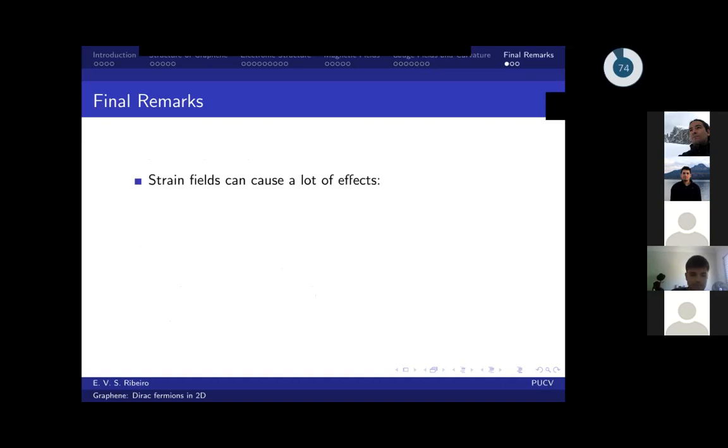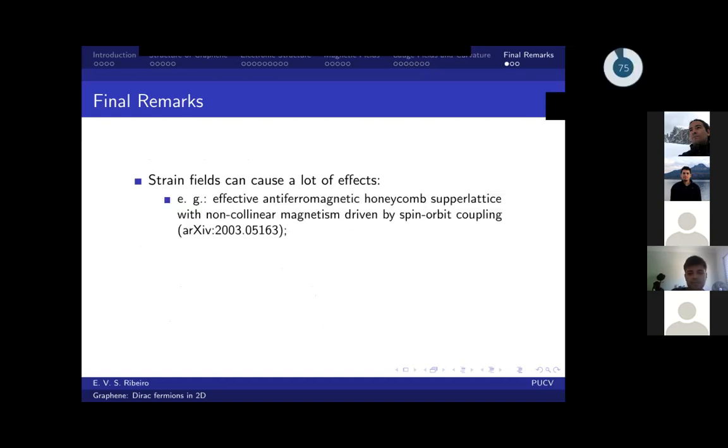Indeed, an interesting thing, as I said, strain fields can cause a lot of effects. In the paper that I am one of the co-authors, the idea was to make some experimental data for one specific kind of deformation and model it using a tight binding model and study what effects this deformation has. For example, we took the effective gauge field and calculated some quantities.